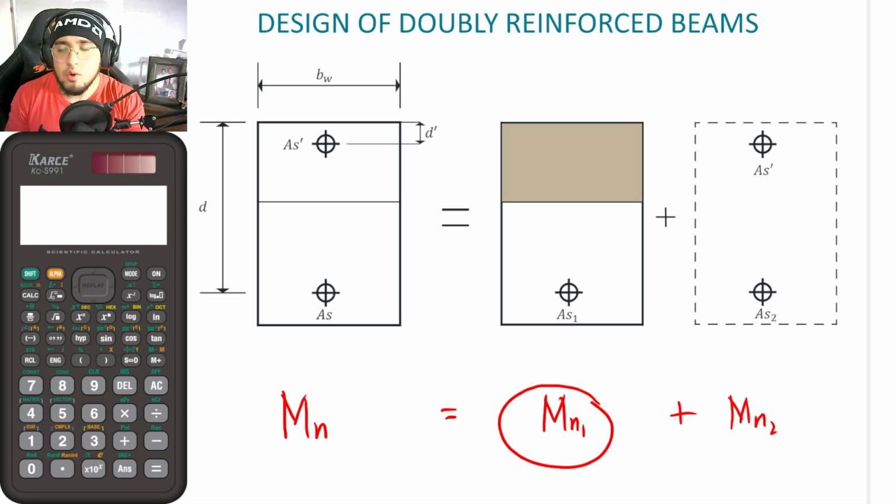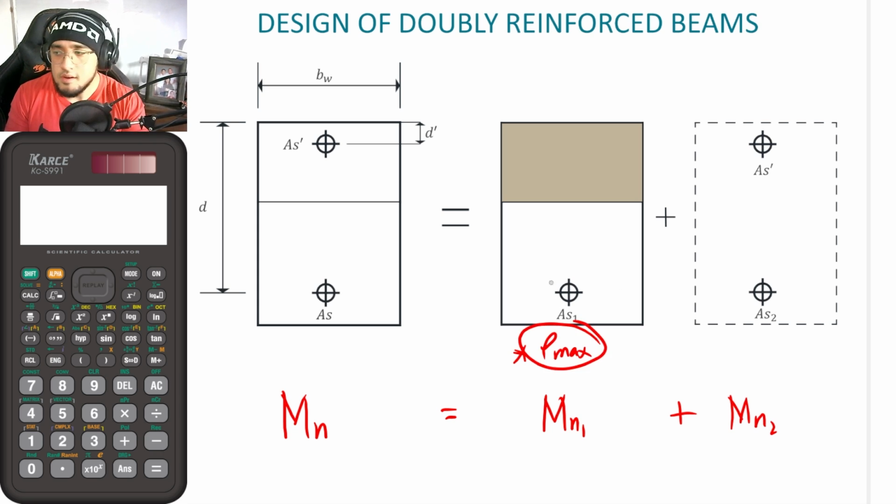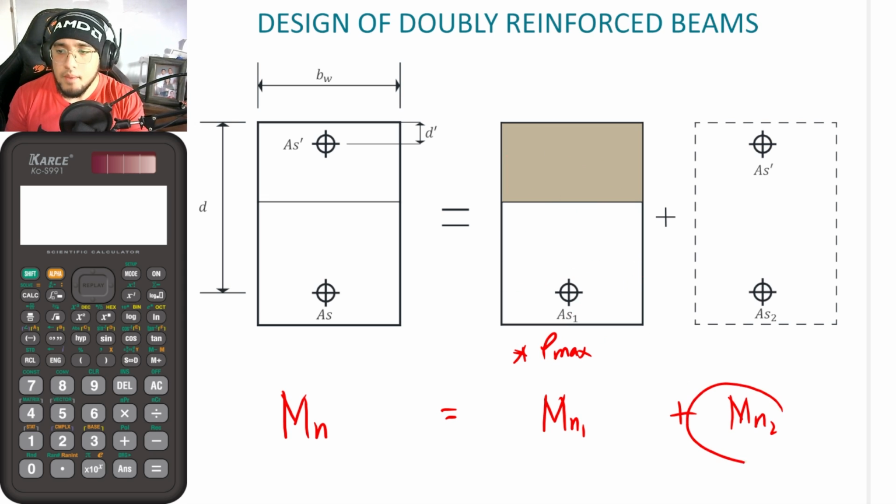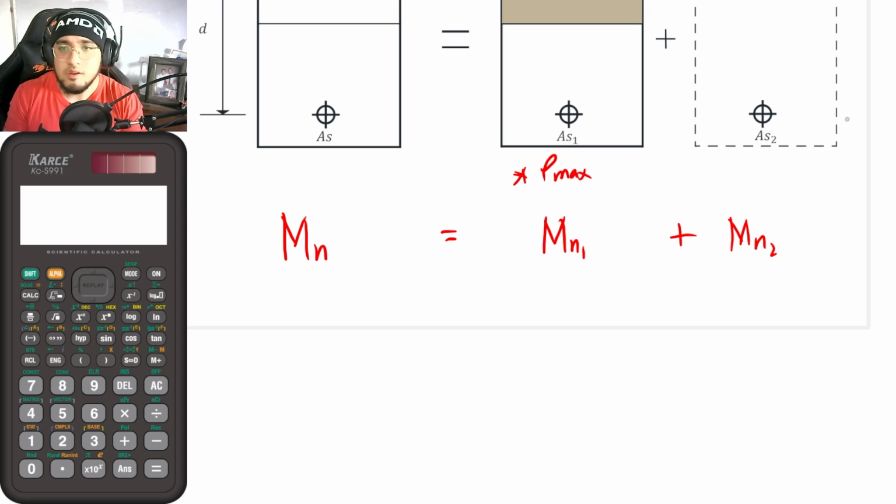But what is Mn1 in the first place? As you can see here, this is just a singly reinforced beam, and our basis here is our rho max. Okay? So our basis here is now our rho max. And for the Mn2, our basis here is whichever is left. Okay? So in that situation, since Mn is equal to Mn1 plus Mn2, we can now say that Mu must of course be less than or equal to ΦMn.